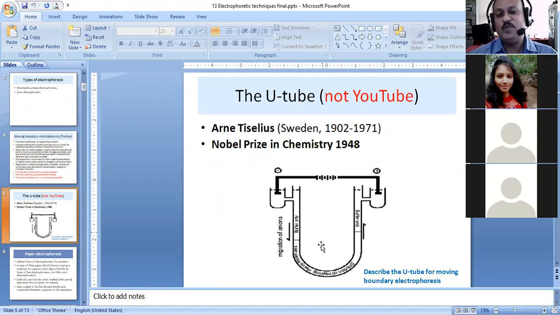The camera should be moved along the tube from one end of the tube to the other end of the tube, so that maximally all the sample components or all the different boundaries which are formed will be detected by the camera. Is it okay?